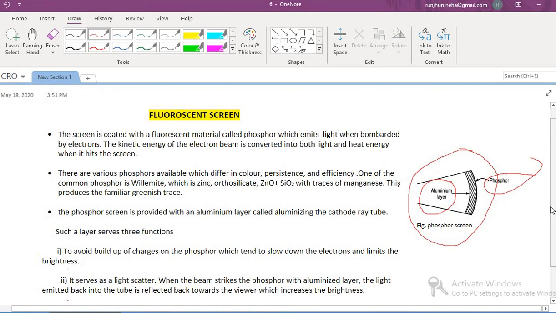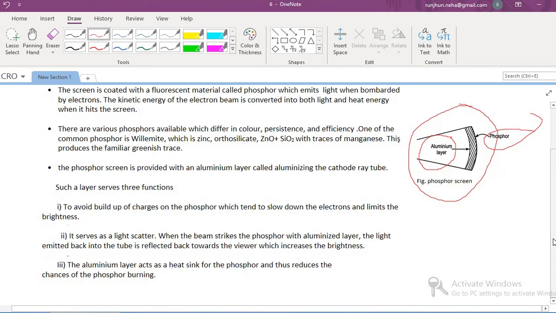Now this layer is very important and has three important functions. The first one is it avoids the building up of charges on the phosphor, which may sometimes tend to slow down the electrons and reduce the brightness. Secondly, it serves as a light scatterer, that is, when the beam strikes the phosphor with aluminized layer, the light emitted back into the tube is reflected back towards the viewer, increasing the brightness.